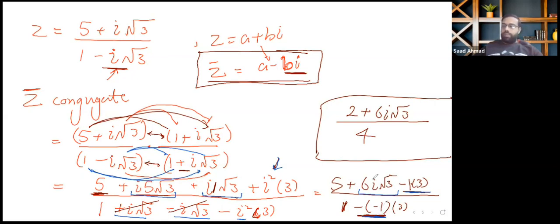So then minus times minus is plus, which is 4. And then the above 5, this is minus 3. 5 minus 3 is 2. 2 plus 6I square root 3 over 4. That's the final answer. You can say we were dividing the two complex numbers. So we divide them this way. We get rid of the I term from the denominator.